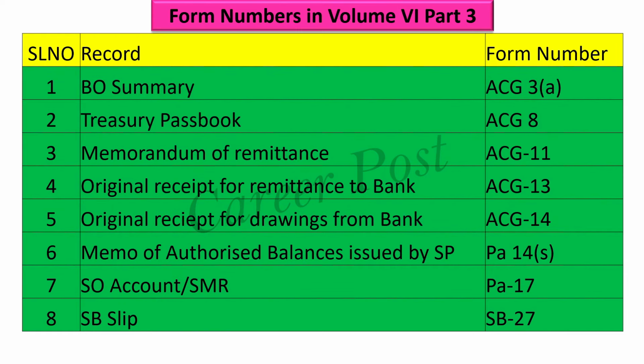Memorandum of remittance is ACG 11. This has been withdrawn actually. Memorandum ACG 11, 12, 13, 14, all these forms have been withdrawn. However, you should know what ACG 11, 12, 13 and 14 are. Original receipt for remittance to bank is ACG 13, and remittance means that you will credit to the bank. That means excess cash available with the sub office or head office will be remitted to the bank. That is called original receipt for remittance to bank.